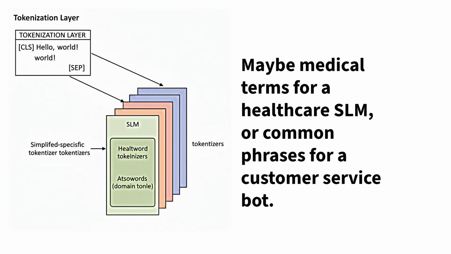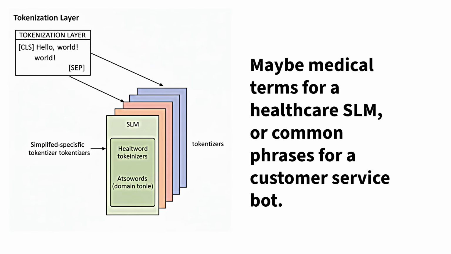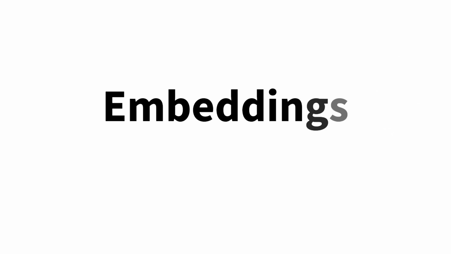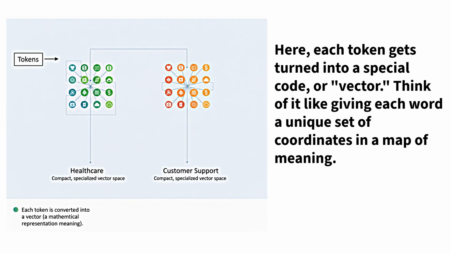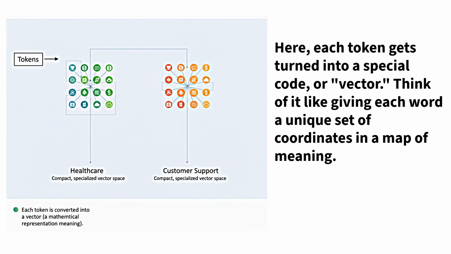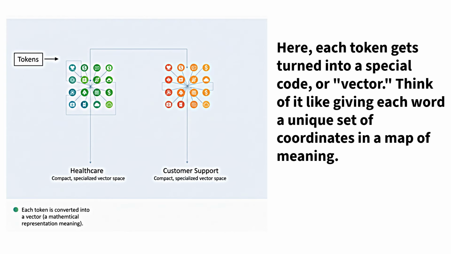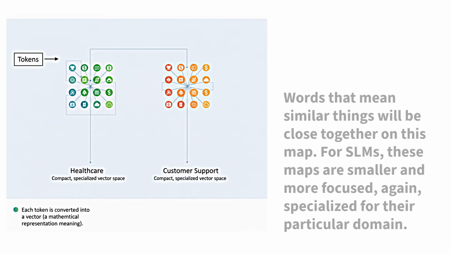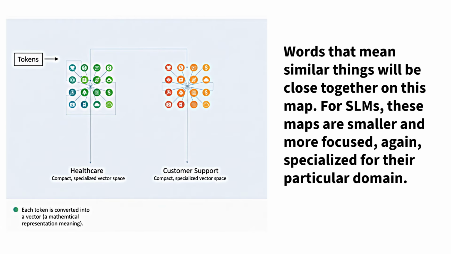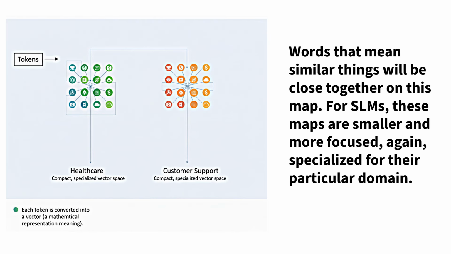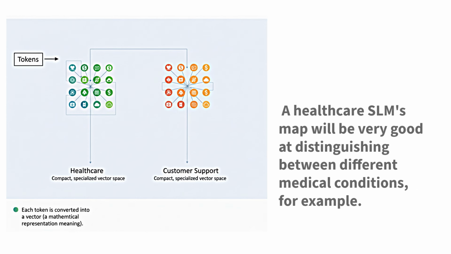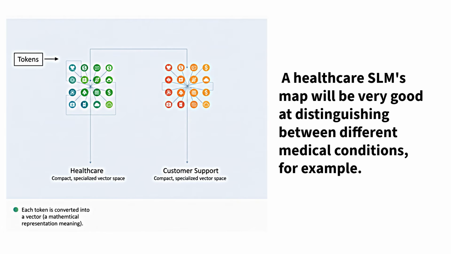Once we have our tokens, they move to embeddings. Here, each token gets turned into a special code, or vector. Think of it like giving each word a unique set of coordinates on a map of meaning. Words that mean similar things will be close together on this map. For SLMs, these maps are smaller and more focused, again specialized for their particular domain. A healthcare SLM's map will be very good at distinguishing between different medical conditions, for example.